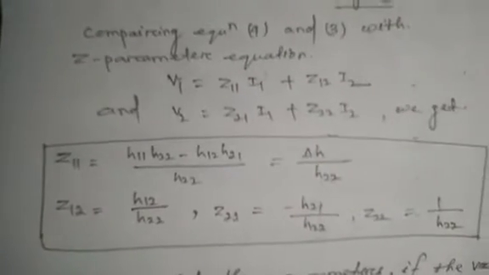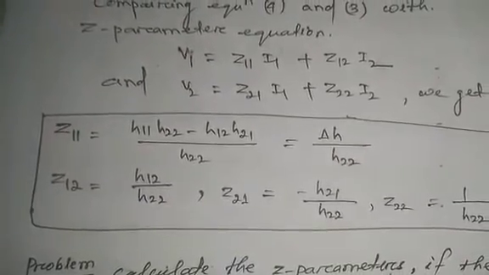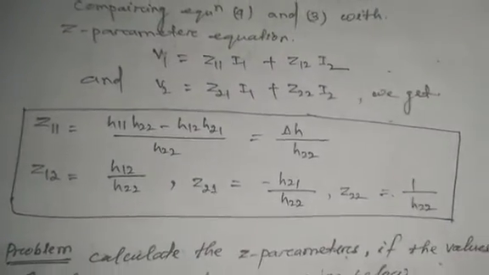Similarly, now we compare equation 4 and 3 with the Z parameter equation. Again we know the Z parameter equations: v1 is equal to z11 I1 plus z12 I2 and v2 is equal to z21 I1 plus z22 I2. If we compare the first equation with equation 4 and the second equation with equation 3, we get z11 is equal to h11 h22 minus h12 h21 divided by h22, which is equal to delta h divided by h22.